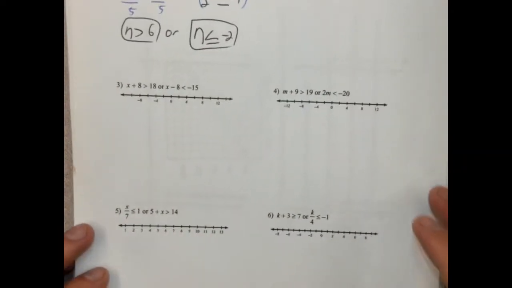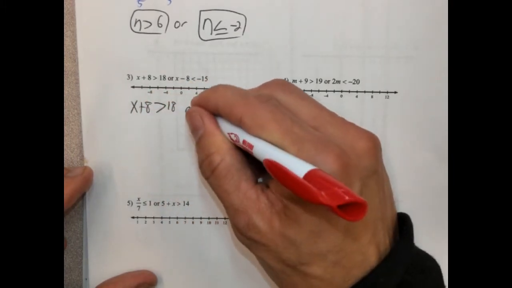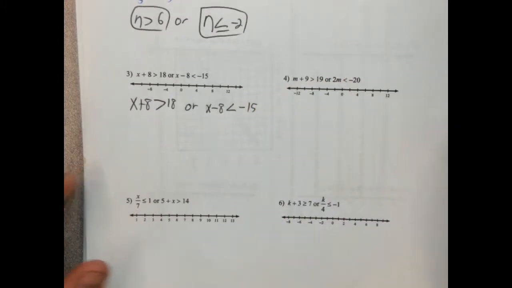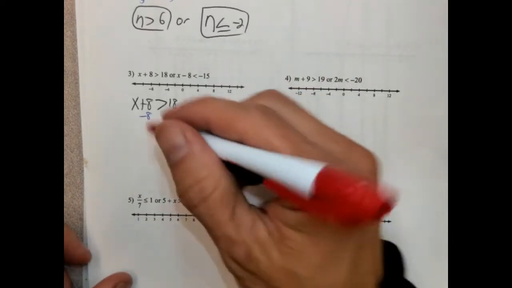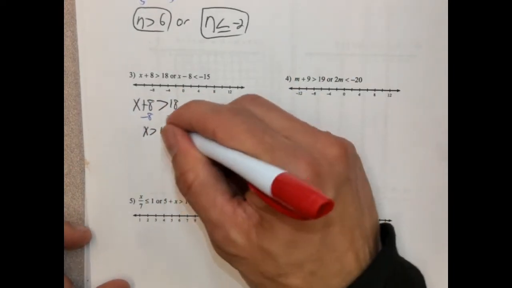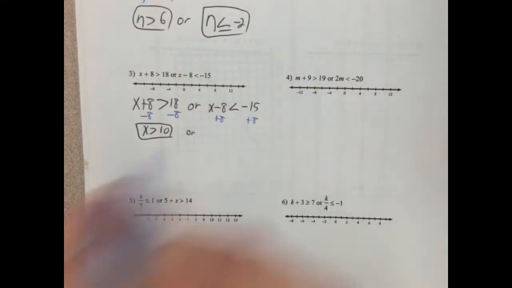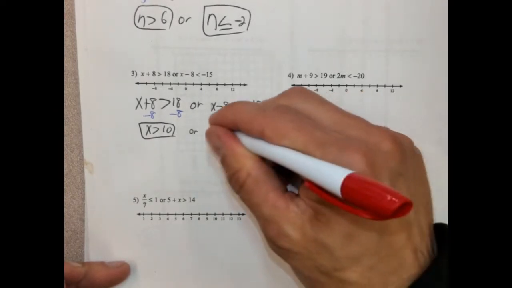Well, I guess we'll do the odds. Okay, let's rewrite this one. So x plus 8 is greater than 18, or x minus 8 is less than negative 15. Okay, we're going to do the inverse operation, so we're going to subtract 8 from both sides. We're going to get x is greater than 10, or here we have to add 8 to both sides, because we're going to do the inverse operation, which is addition at that point. X is less than negative 7.